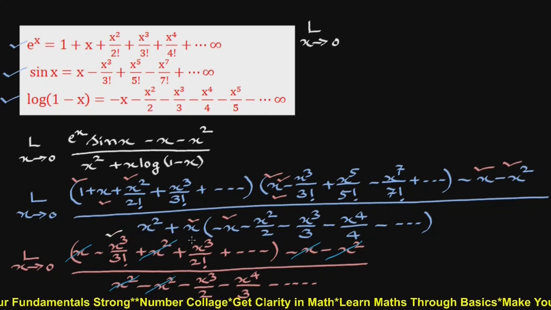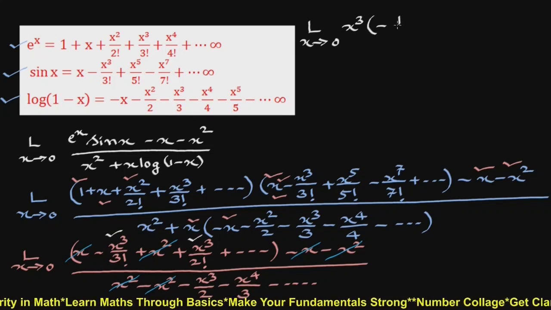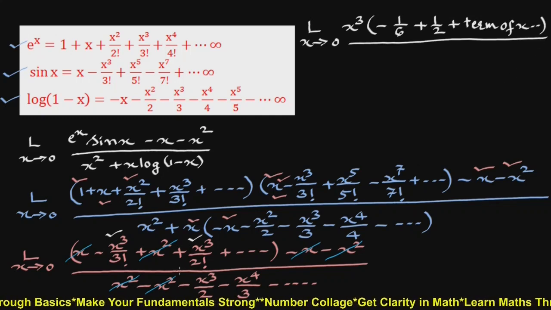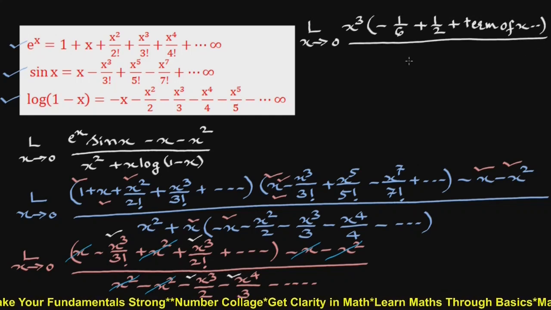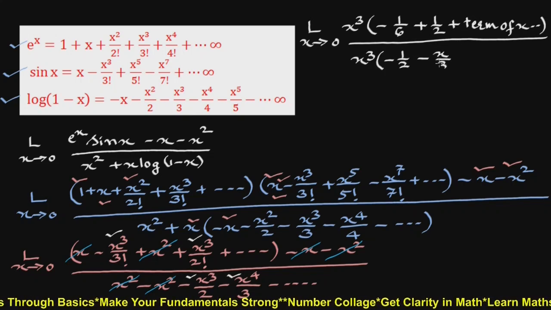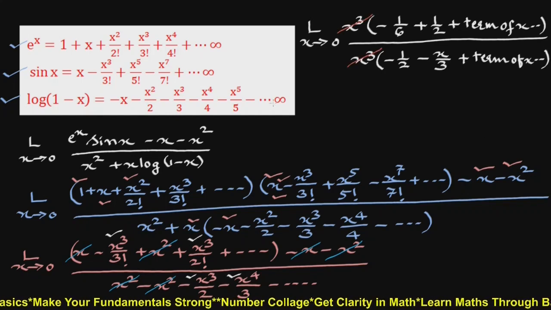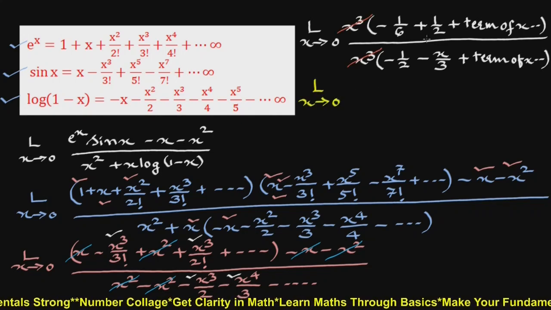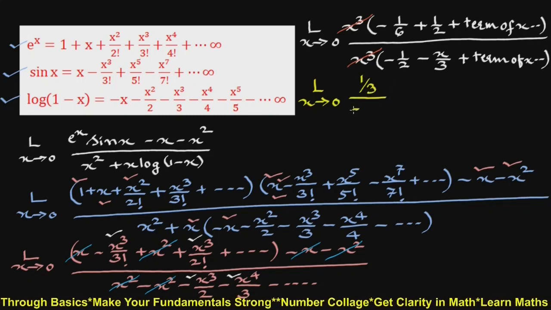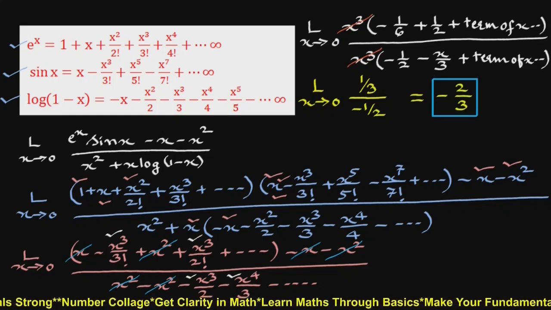We will take x cube as common factor in the numerator. So x cube into minus 1 upon 6 plus 1 upon 2 plus terms with x, upon, we will take x cube common in the denominator. So x cube into minus half minus x upon 3 plus terms containing x up to infinity. Cancelling x cube, this will be limit as x tends to 0, half minus 1 upon 6 is 1 upon 3, upon minus half. This will be minus 2 upon 3. So this is the value of the limit, minus 2 upon 3.